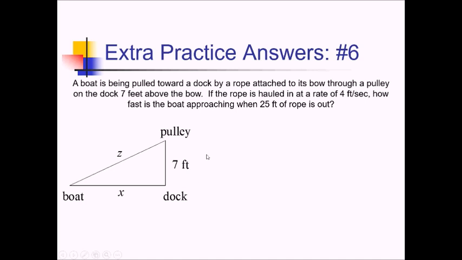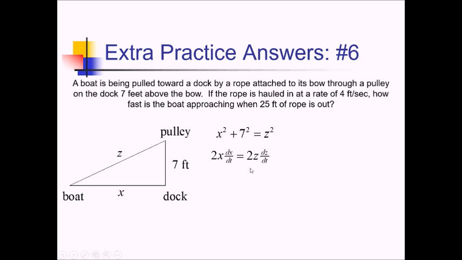But the equation that I'm going to use here is the Pythagorean theorem, because this sure looks like a right triangle kind of situation to me. So I'm going to write x squared plus 7 squared equals z squared. And I'm just going to go ahead and take the derivative with respect to time, because everything here is a function of time. So we've got derivative of x squared, which is 2x dx over dt, because x is a function of time. Derivative of 7 squared is just 0, because 7 squared is a constant. Derivative of z squared is going to be 2z dz over dt, because this is also a function of time.